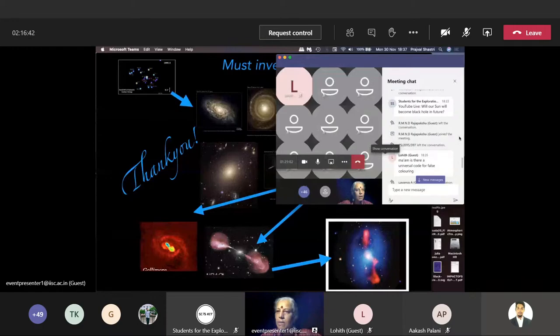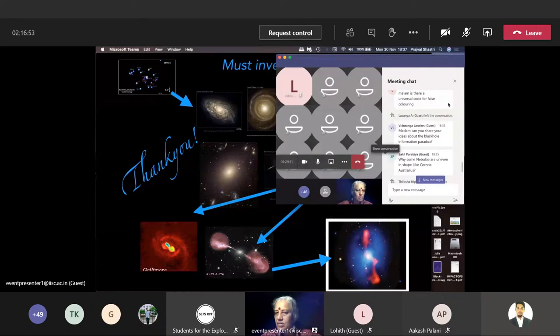Is there a universal code for false coloring? No, there isn't. As I said, it's very arbitrary. And I, in fact, showed you a couple of different false colored images of the same data set, right? So, no, there is no universal.